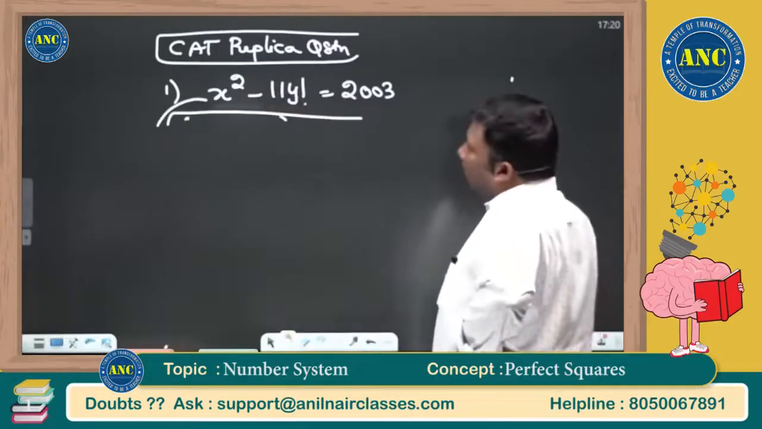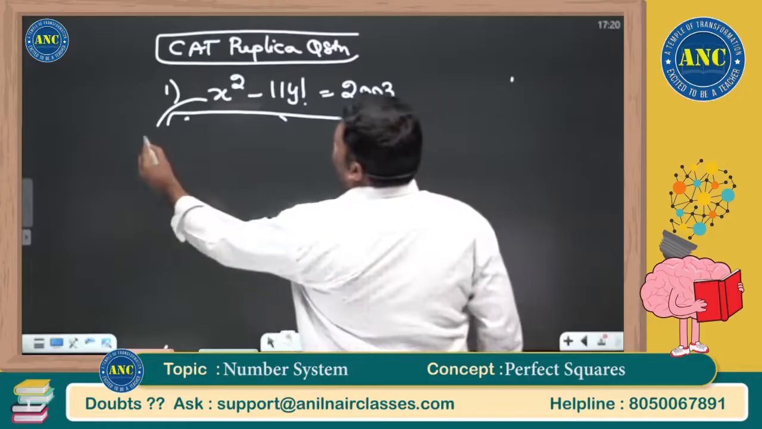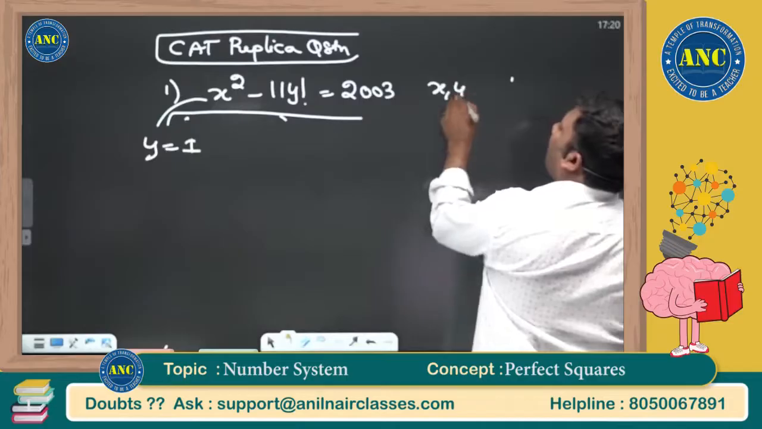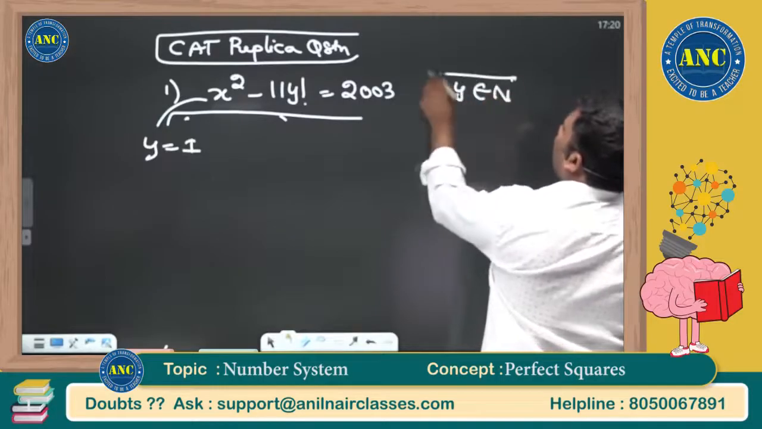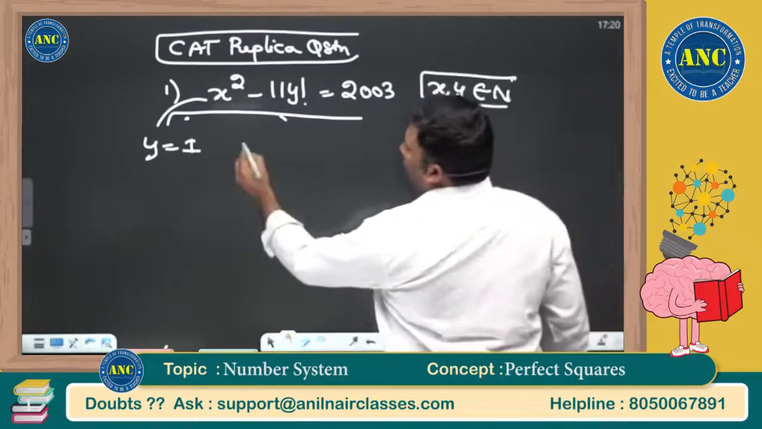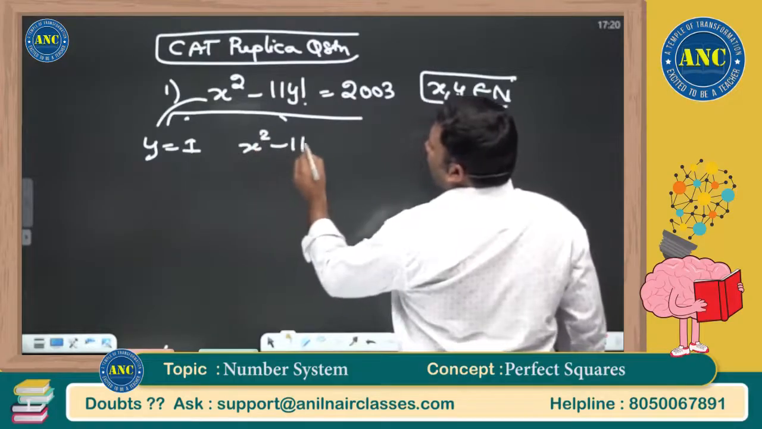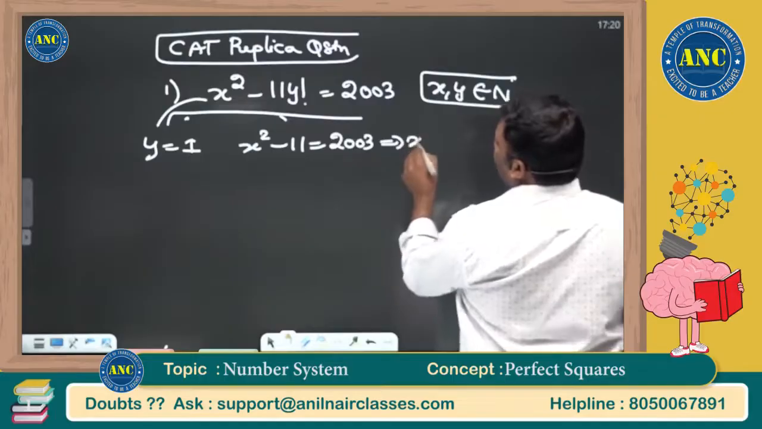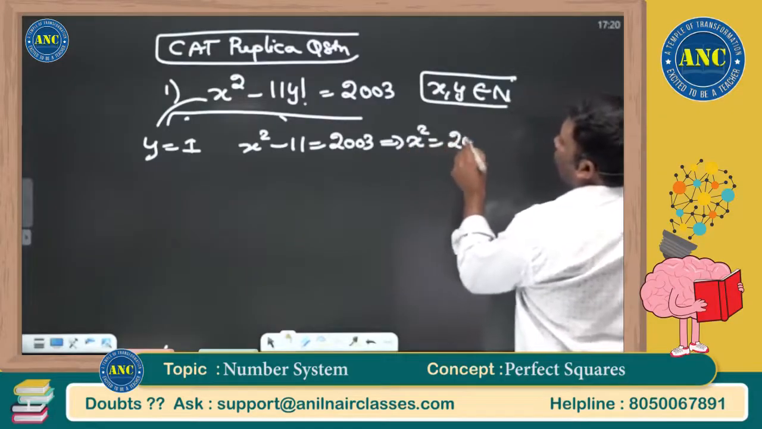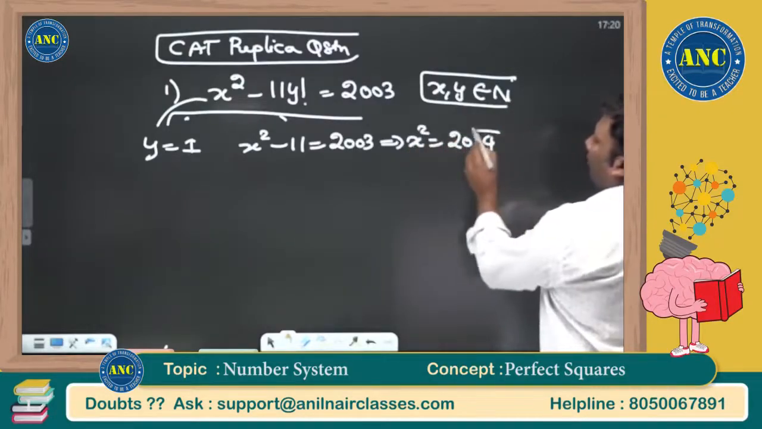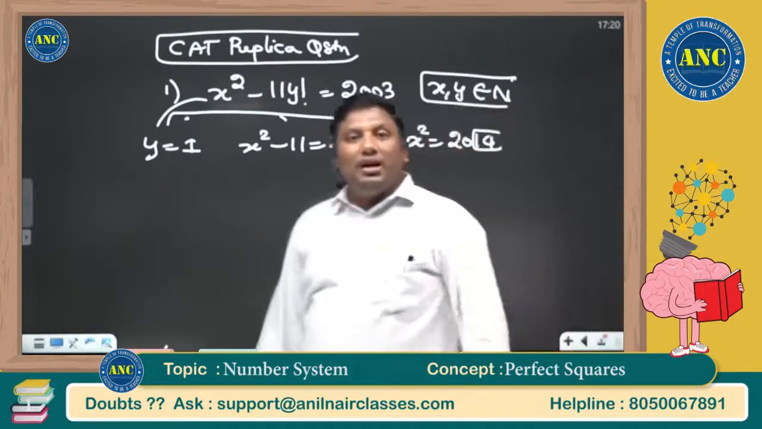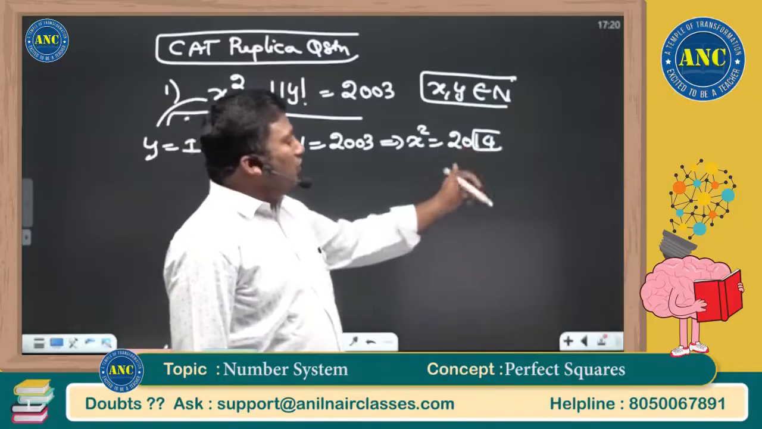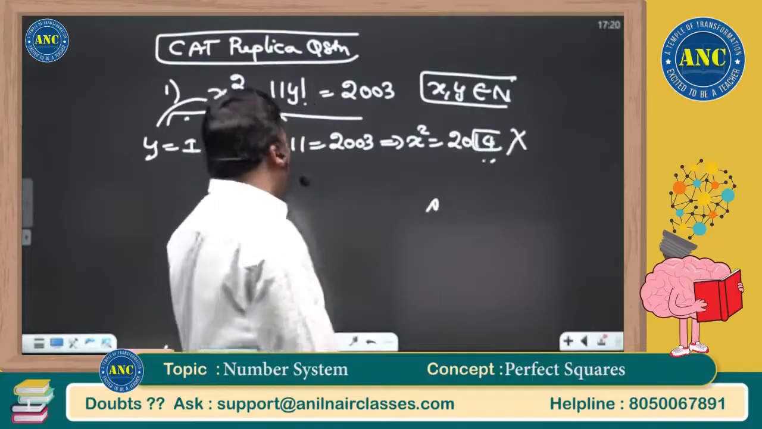Now see here, let us go one by one. If I put y equivalent to 1, why? Because it is given x and y are natural numbers. Y is 1. X square minus 11 equivalent to 2003, which is nothing but x square equivalent to 2014. What is the divisibility rule of 4? The last two digits should be divisible by 4. 4 into 3 plus 2, the 4k plus 2 form will not arise.